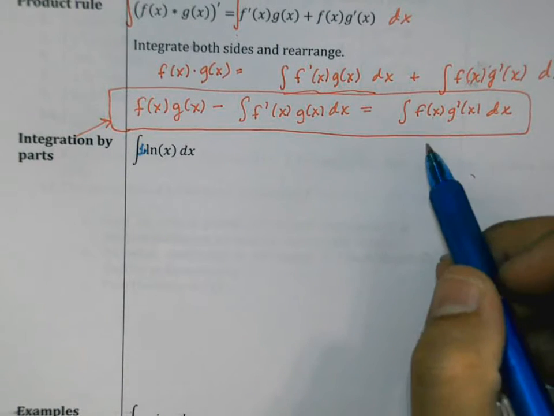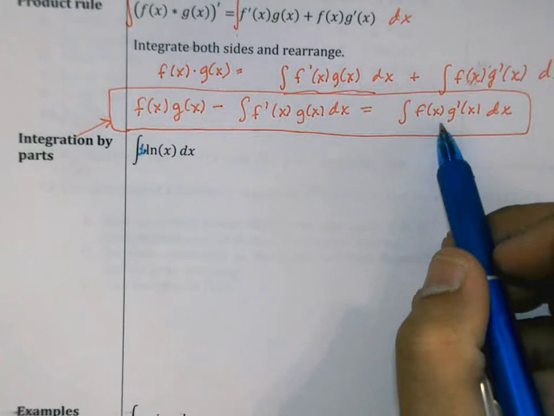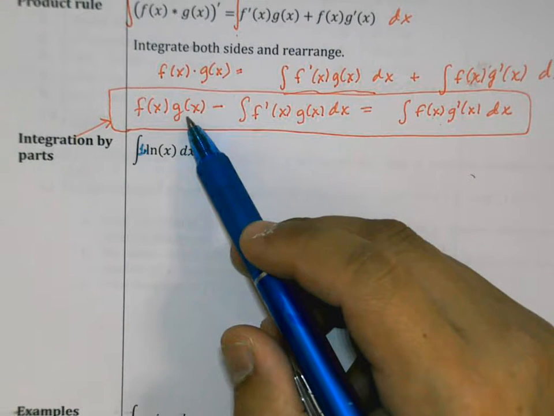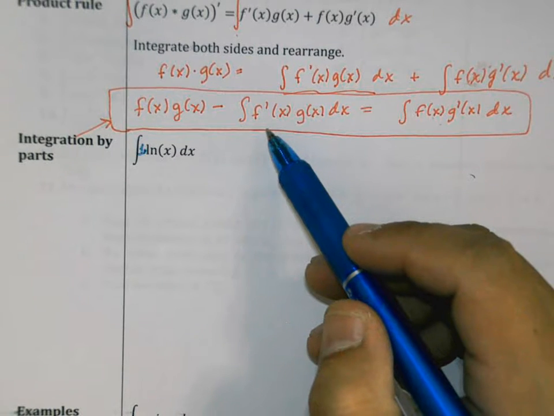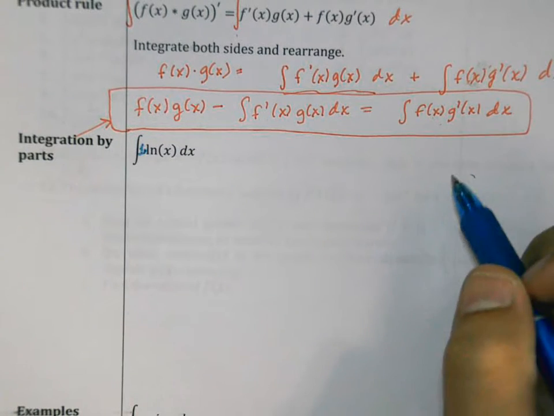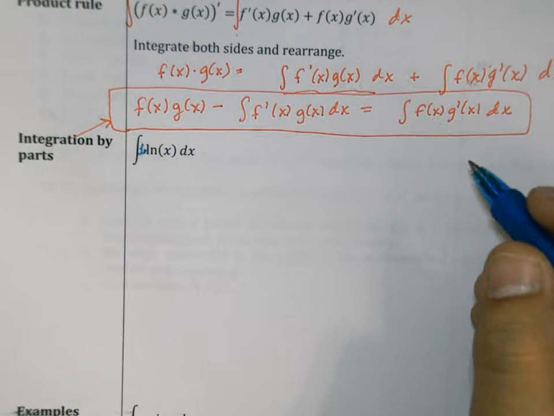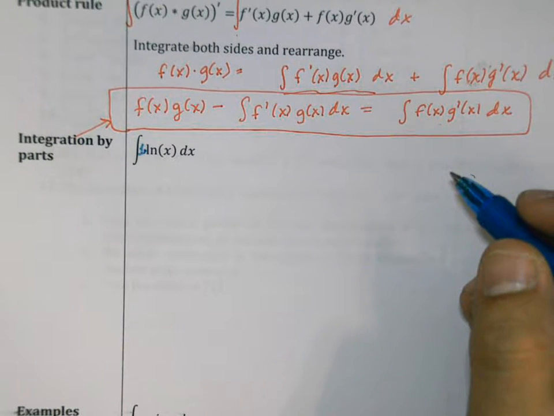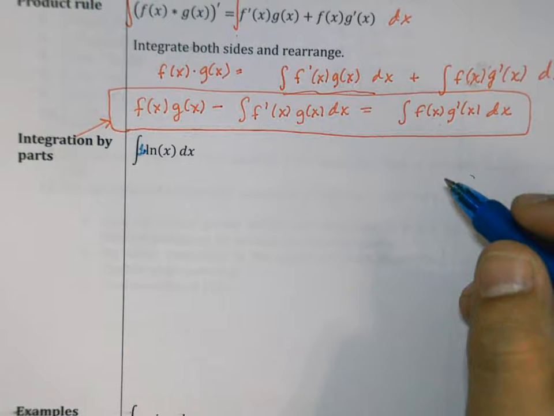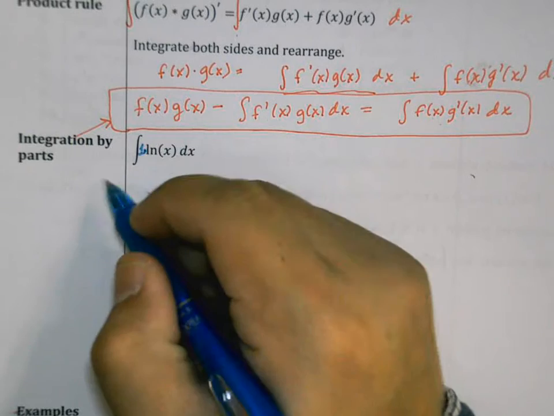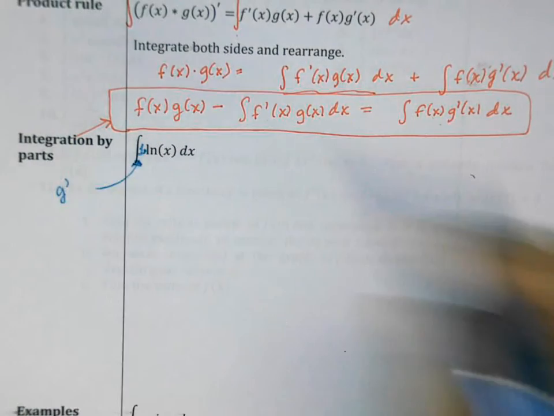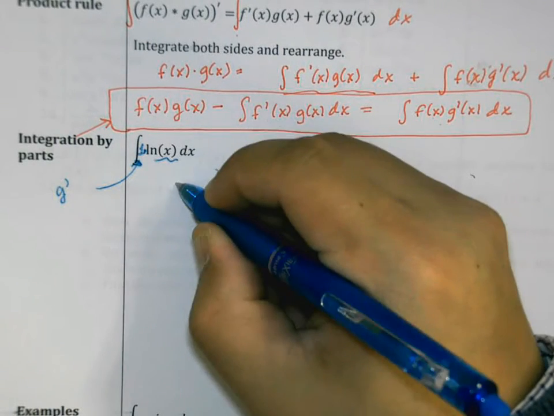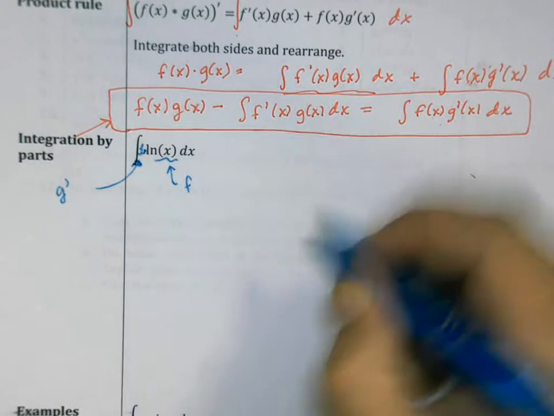Okay? And if you notice here, in order to evaluate this integral, we're going to have to take the antiderivative of g prime, and we're going to have to take the derivative of f. So whichever you pick to be g prime should be very easy to antiderive or to integrate. And whatever you pick to be f should get simpler as you take the derivative. So in this case, we're going to say that 1 is equal to g prime, and natural log of x is going to equal f.